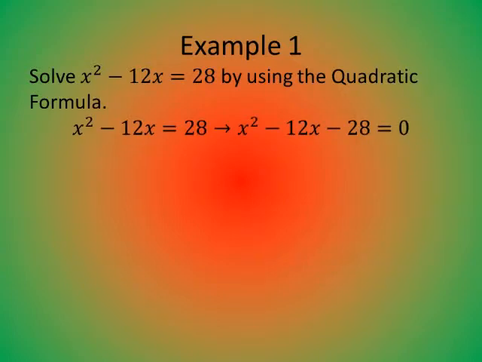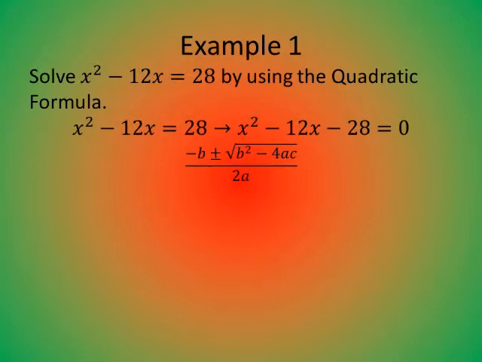In order for us to do this, again, we have to set it equal to 0. So for completing the square, that's the one time where I said you don't want it equal to 0. For this one, we do want it equal to 0. So we have to start by subtracting 28 from both sides so that I end up with x squared minus 12x minus 28 is equal to 0. Now I have my a, my b, and my c on one side of the equation, and I can go ahead and identify those and solve it.